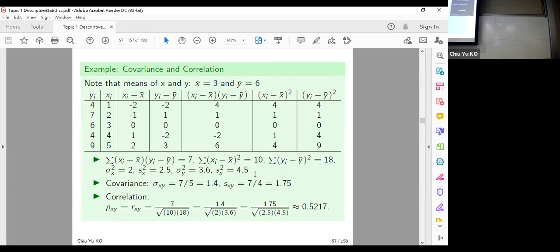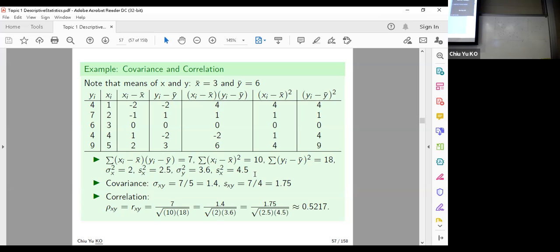X and Y: you calculate the difference, and the product of them, and calculate the square of those, right? Don't worry, we will be doing this in Excel very soon. But this is the data, right? Subtract the mean, and you can calculate the sum. Sum of all this, sum of all this here, sum of all this here. And you can calculate the population variance and sample variance of X and Y, right?